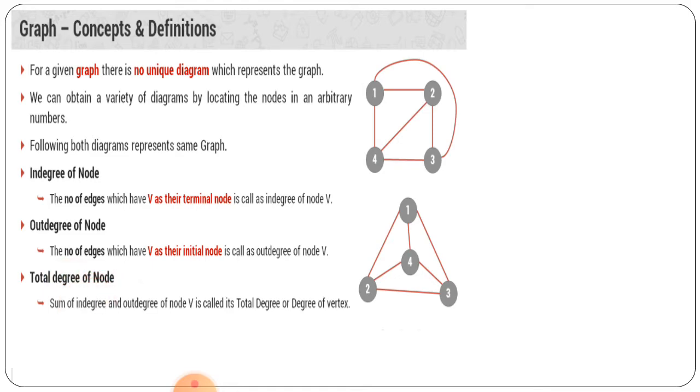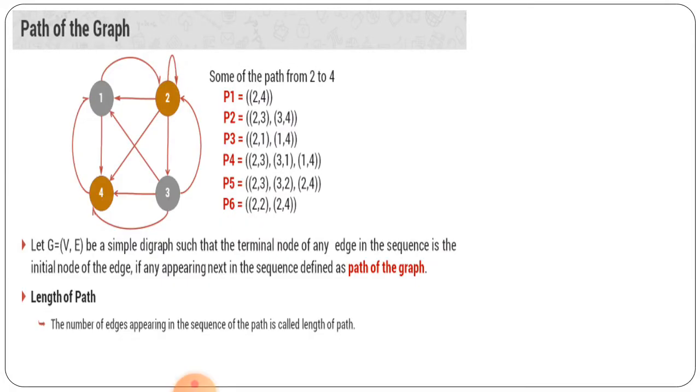So the sum of the in degree and the out degree of the node V is called its total degree, or degree of vertices, we can say. Degree of vertex. So here the example is given.